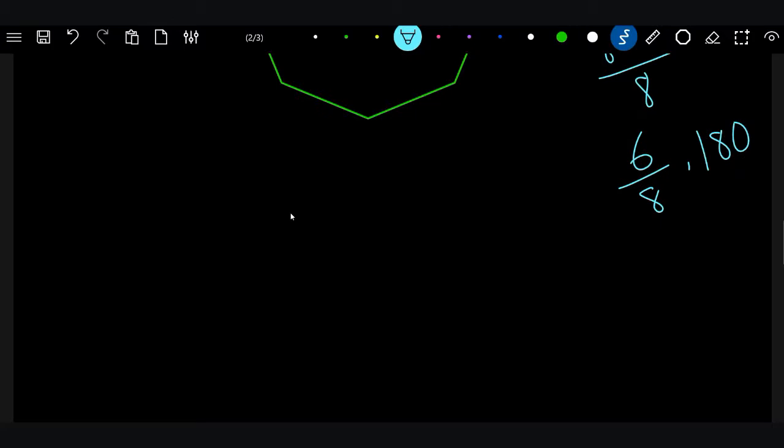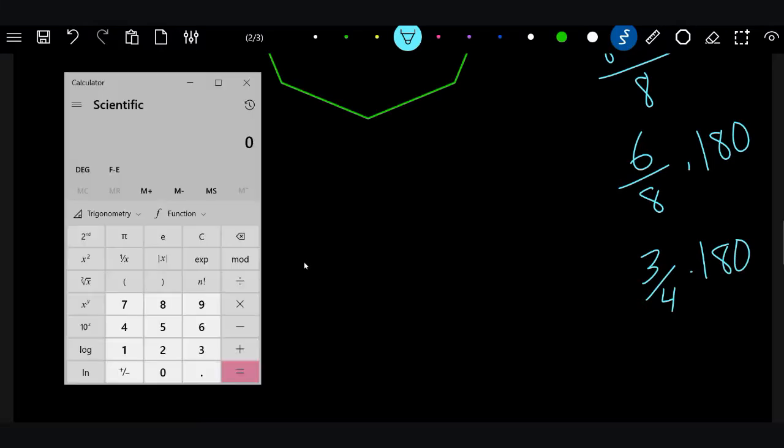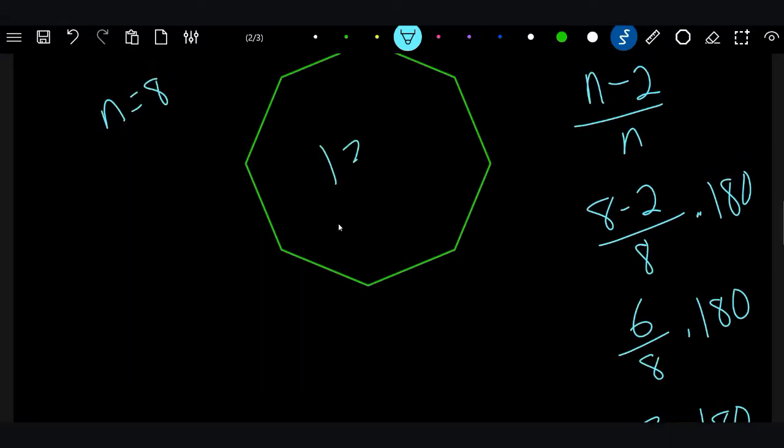And I could reduce that if I want to. I could reduce that to 3/4 times 180. So if I go to my calculator and I do 3 over 4 times 180, that gives me 135. Each one of these angles is 135.